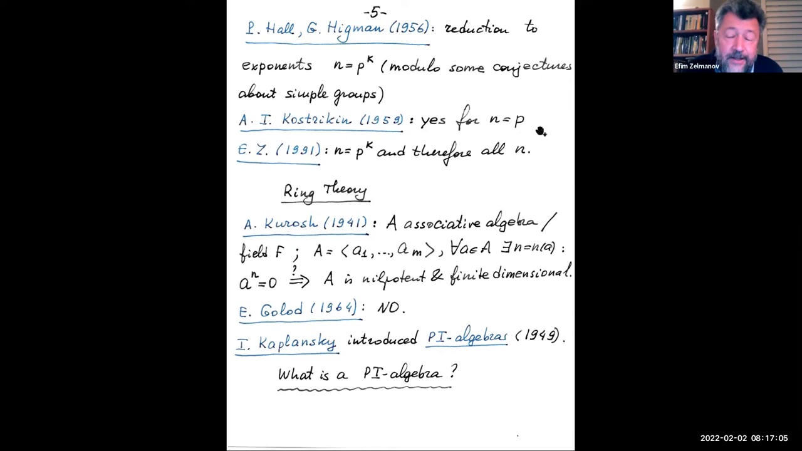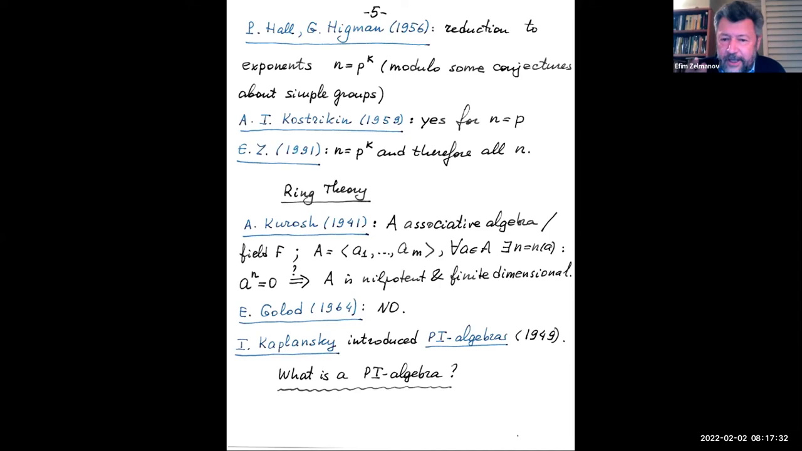Okay, I talked about infinite groups. Now let us talk about ring theory. In 1941, Alexander Kurosh decided that the Burnside problem was such a great problem, it stimulated so much research. Why don't we formulate something similar for algebras and rings?